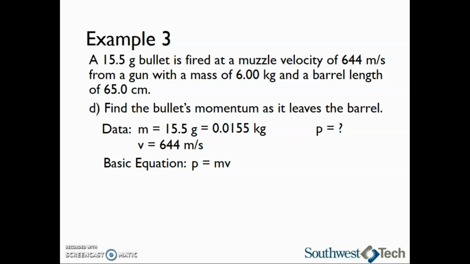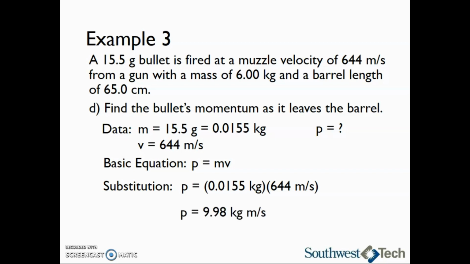Since it is already written in terms of P, we can substitute right away to see that P equals 0.0155 kilograms times 644 meters per second. This gives us momentum of 9.98 kilogram meters per second. The impulse from part C equals the change in momentum in part D. This concludes our discussion on impulse and momentum.